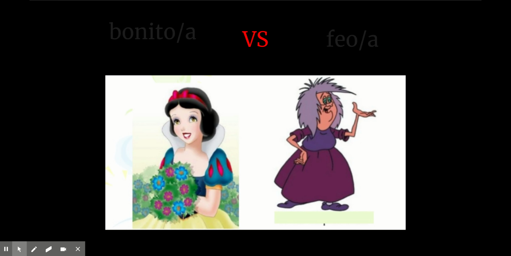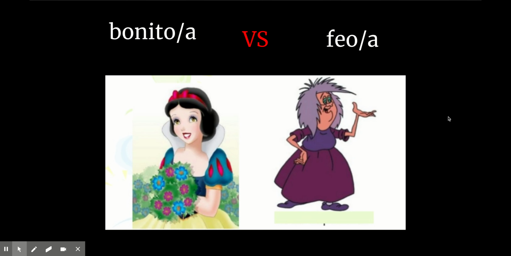Moving on. We have bonito or bonita versus feo or fea. Pretty versus ugly. Yes, now you can call your friends ugly, guys. Don't be that person though. Don't be that person. Bonito, bonita versus feo, fea. Bonito meaning pretty, feo meaning ugly.